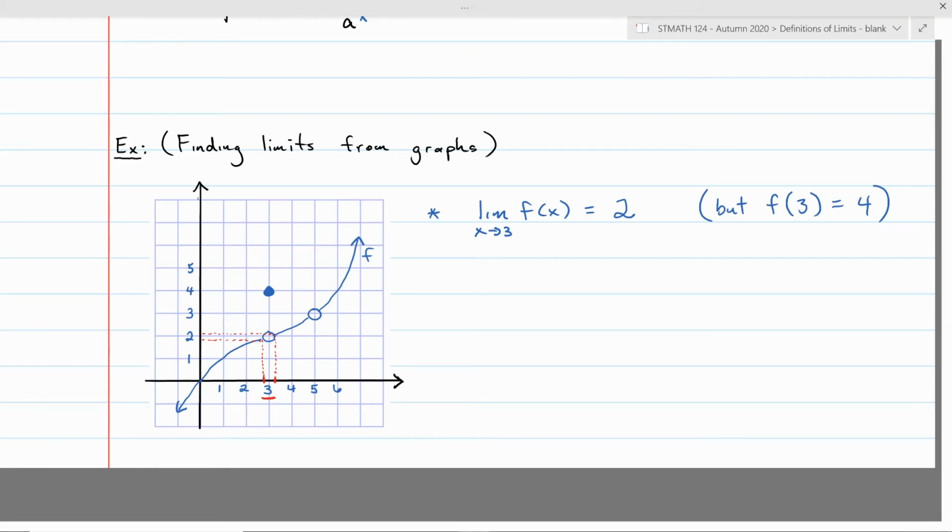So the moral of the story here is that the limit of the function isn't necessarily just what the y value of the function is at that point. It's what the y values on the graph are getting close to around that point, but not at that point exactly. So here we see the limit is equal to 2 at 3, but the function value at 3 is equal to 4, which is a different number, right? So the moral of the story is these two numbers maybe are not equal.